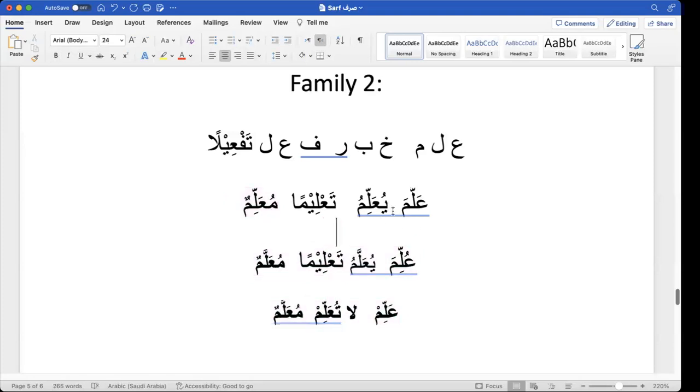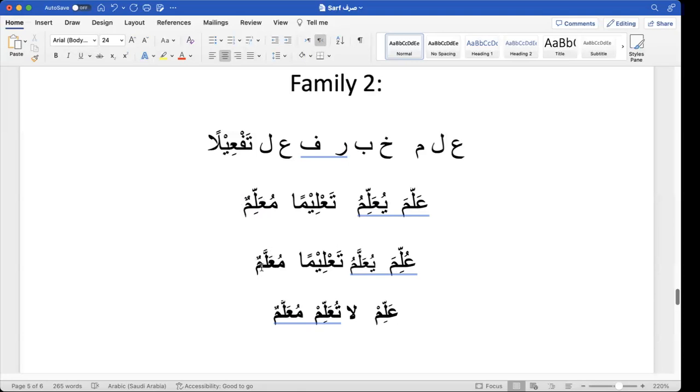It will be simply yu'allimu. The difference is only meem and tanween at the end. Simple. Then majhul you can get simply from here: allama, ullima. So you can hear the o sound here, the u sound. Now masdar is the same, and again maf'ul was mu'allimun, maf'ul will be mu'allamun.